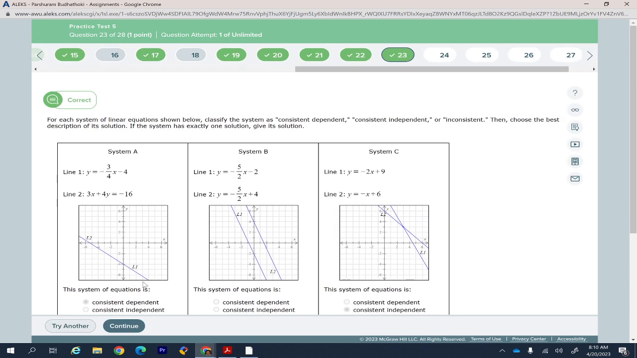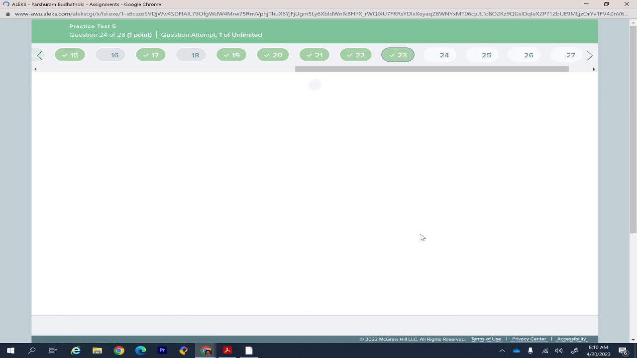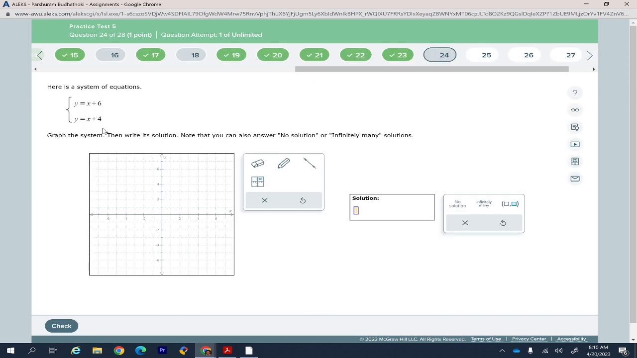Okay, solve this, graph the system, then write its solution.